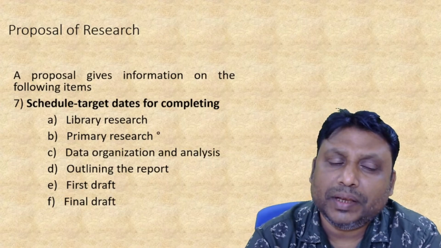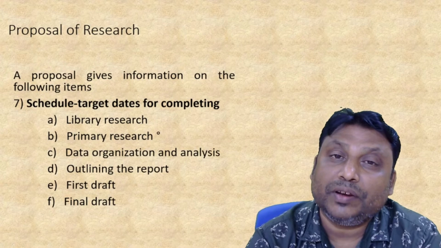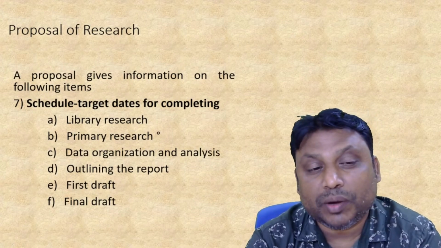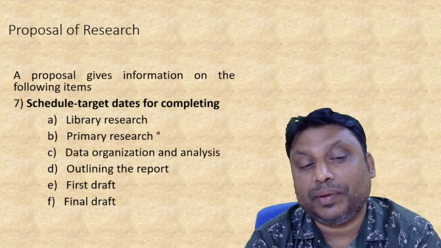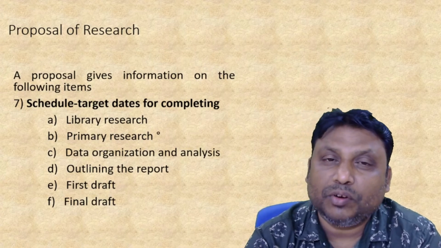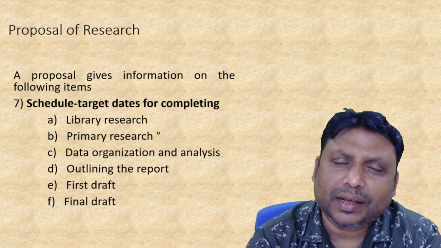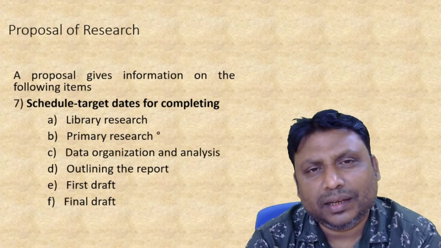Primary research means what happens? In library research, you can identify your gap and prepare your objectives. After the objectives, as per your requirement, how much time should be required for your primary research? Either you go for the primary data collection method, using techniques to collect the data, or you can go for secondary data.